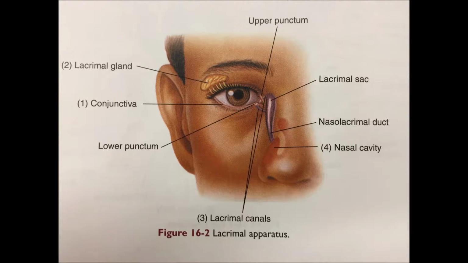This diagram shown is of the lacrimal apparatus and is responsible for producing and draining tears. It is made up of the lacrimal gland, conjunctiva, lower and upper punctum, lacrimal sac, nasolacrimal duct, and the nasal cavity.